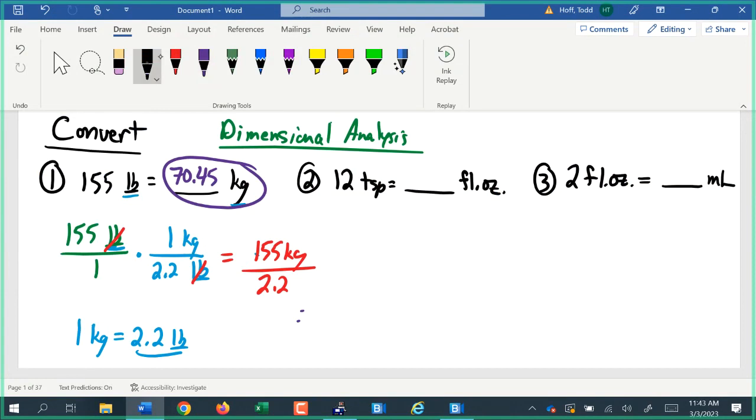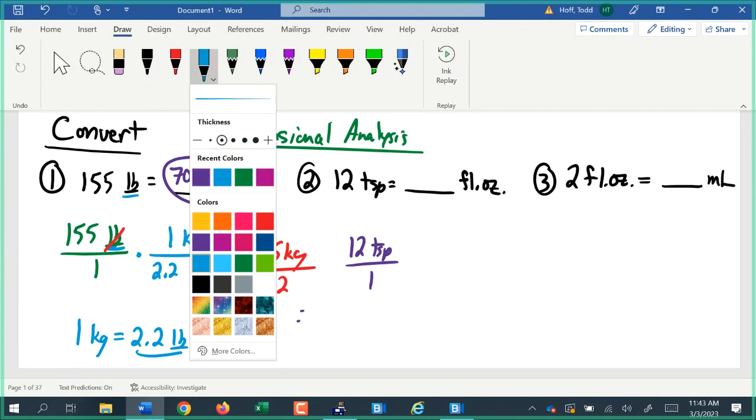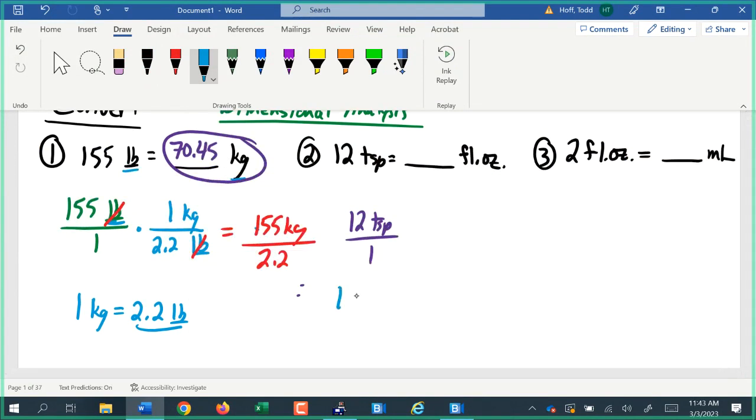This next one, 12 teaspoons going into fluid ounces. So we start out with the 12 teaspoons. And again, we'll put it over 1. When we look in our equivalencies, though, we don't have an equivalency that goes directly from teaspoons to fluid ounces. We have an equivalency that says 1 tablespoon equals 3 teaspoons. And we have another equivalency that says 1 fluid ounce equals 2 tablespoons. So we have to go through 2 steps to get from teaspoons to fluid ounces. Either way, we're getting rid of teaspoons first, and since teaspoons are on top here, we put teaspoons on bottom here, so they'll cancel out.